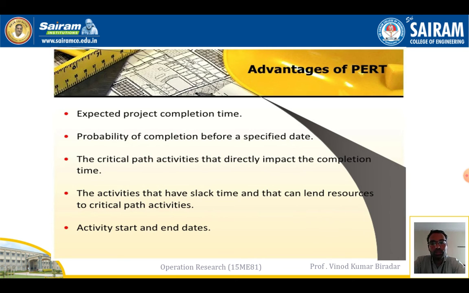By using this technique we will understand the best path, the critical path, to complete that particular task. The fourth advantage is that activities that have slack time can lend resources to critical path activities. So slack time will indicate how many resources, how many persons and laborers, are required to complete that particular work.